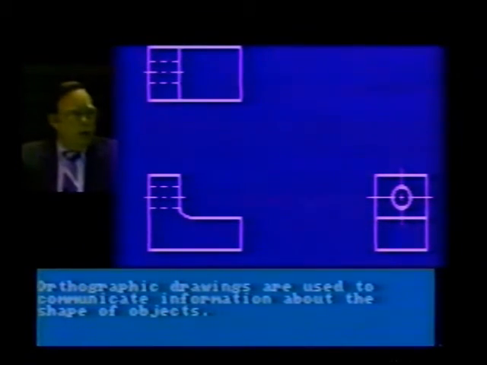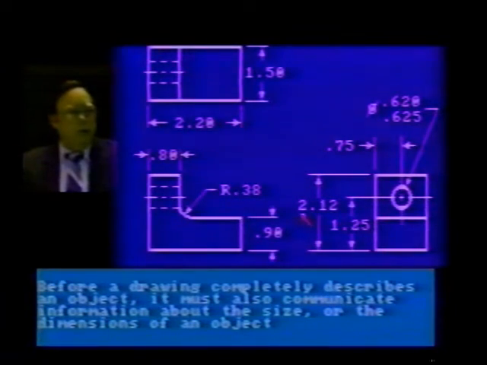Orthographic drawings, as you know, are used to communicate information about the shape of the object. And here's an interesting top view, front view, side view. We can tell pretty much everything about that object except the size. What we need to do is add size information by adding dimensions to this drawing. And you're going to find out that before you're completely done with a drawing, the dimensioning will be more than half of your job. But the dimensioning includes all of the size information needed to manufacture the part.